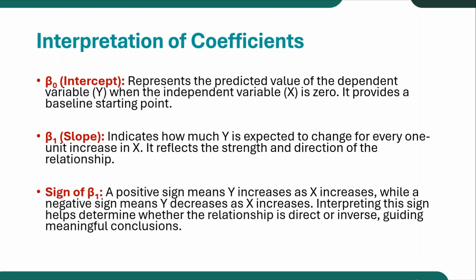Sign of beta 1. The sign of a slope is just as important as its value. If beta 1 is positive, it means that as x increases, y also increases, a direct relationship. If beta 1 is negative, y decreases as x increases, an inverse relationship. Understanding this sign helps us make meaningful interpretations and business or policy decisions.